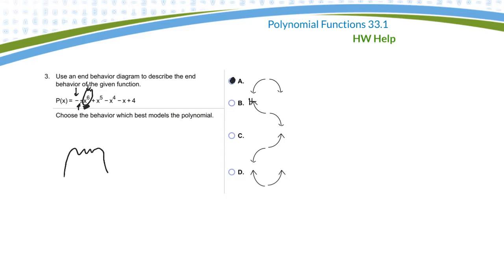This would be high to low. That would be a negative x to the 3rd or any odd number. This one would be low to high. So this would be like an x cubed or x to the 5th. This one, it's positive, so it's high to high. That would be like x squared or x to the 4th. It'd be something like those.